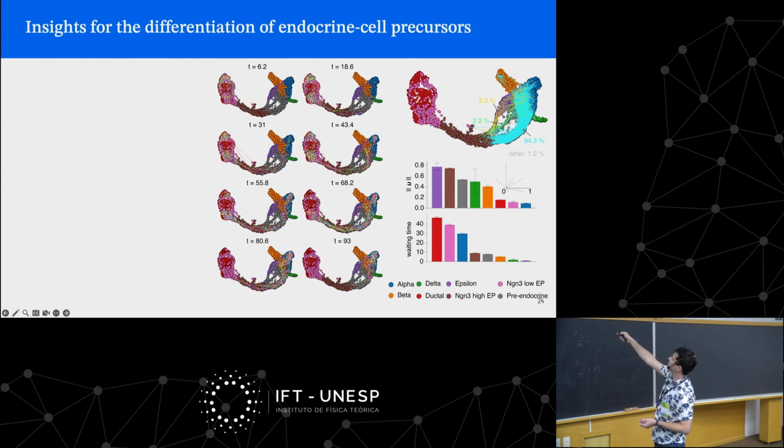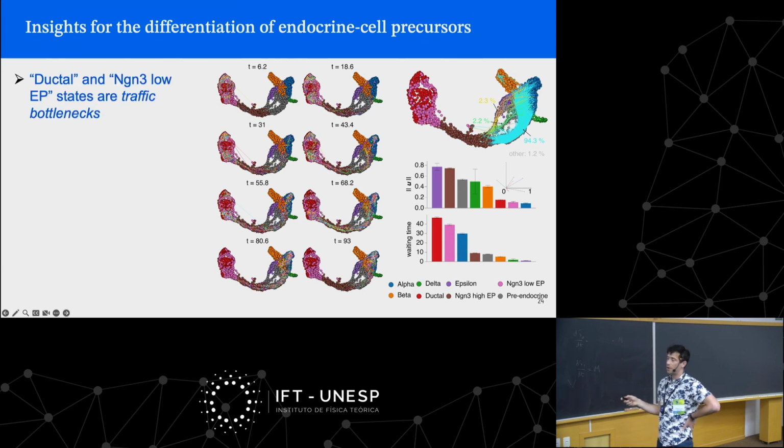So you have these colors, red, pink, brown, which correspond to different cell types. I can define a waiting time, how long it takes for a trajectory in the red state before it leaves and doesn't return. So the waiting time would be the time until it leaves that state forever in that simulation. You can see that those two have the largest waiting times, and so these states behave as traffic bottlenecks.